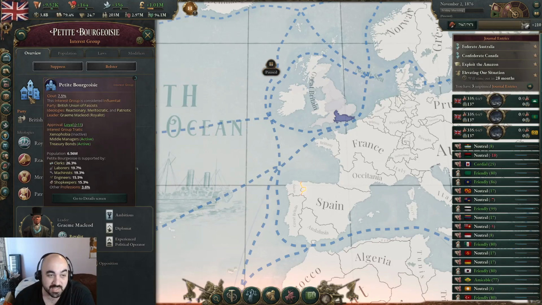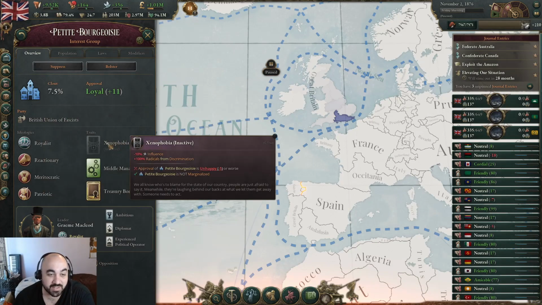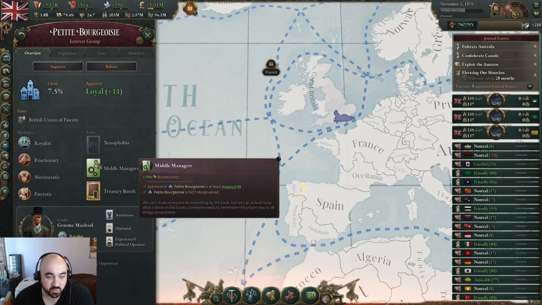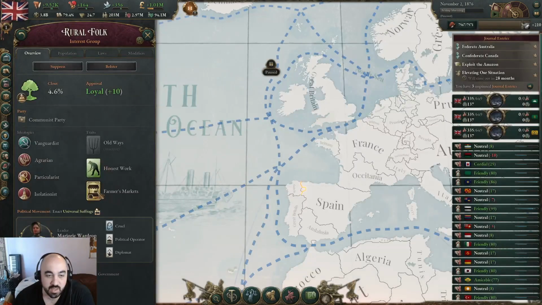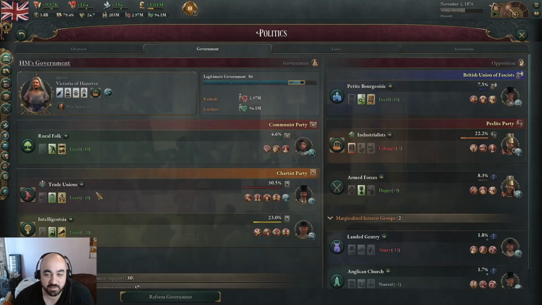If the Petite Bourgeoisie are powerful and they're mad at you and you have a lot of discrimination, man, does this hurt. You also get decreased influence. Influence isn't too important, or the influence bonus is not that big a deal. You can just declare more rivals, whatever. Here we have middle managers. Now, middle managers gives plus 10% bureaucracy, alongside the rural folk, alongside their bonuses for plus infrastructure.